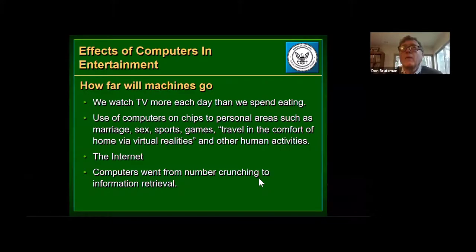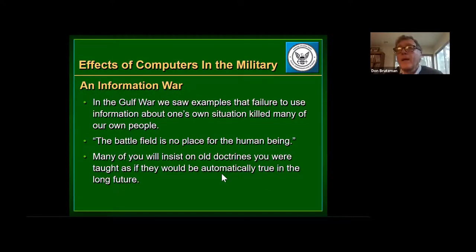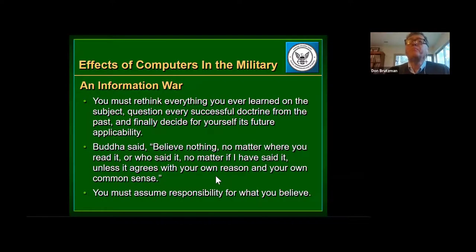So as to how far will humans and computers go, it goes everywhere. It's no longer a matter of degree. It's a matter of, oh, that's the playing field now. So you have to extrapolate these things. And I could have said the same thing from an information war perspective. You guys are experts on all this stuff, so we're going to press on.